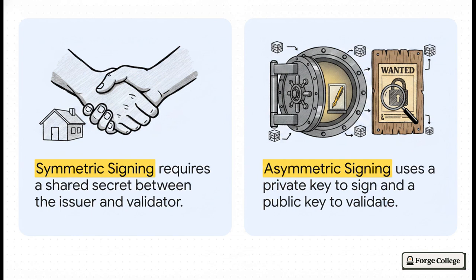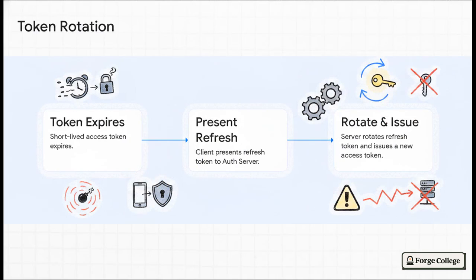Picture keeping your signing pen locked deep inside a bank vault. That's your private key. Then you publish a public wanted poster, your public key. That way, absolutely anyone in your distributed architecture can verify the signature without ever needing to see the secret pen inside the vault.